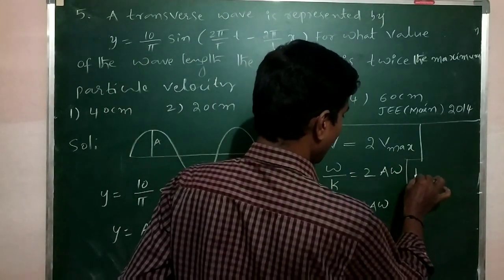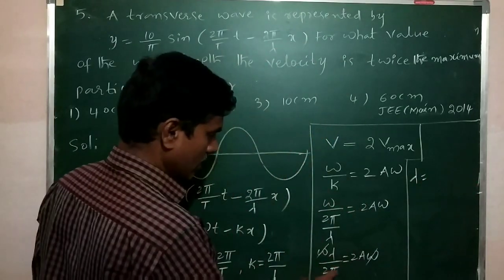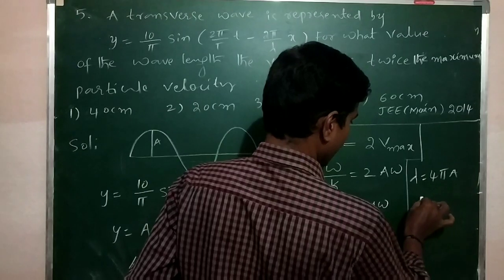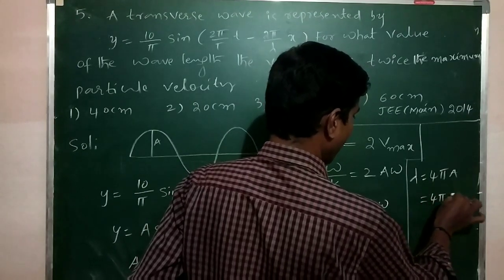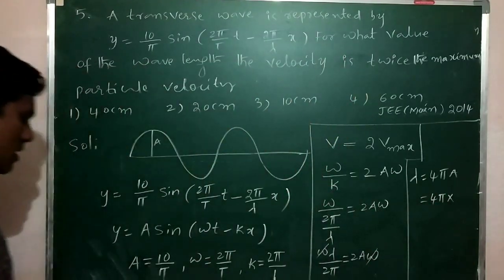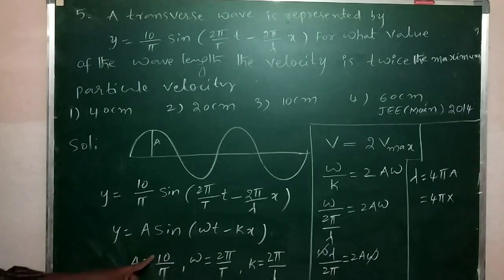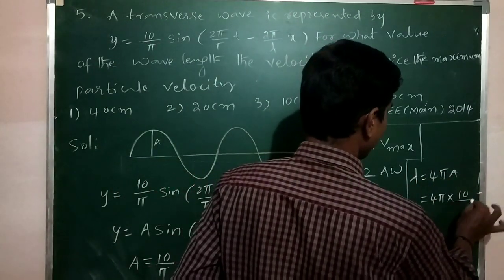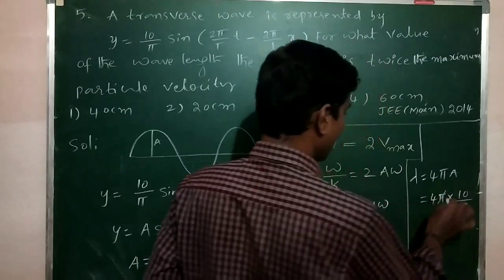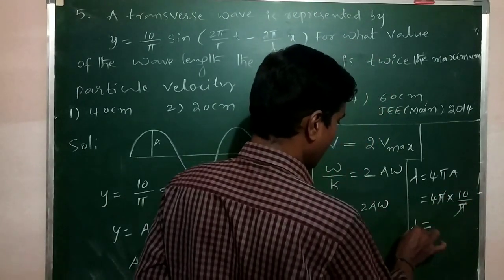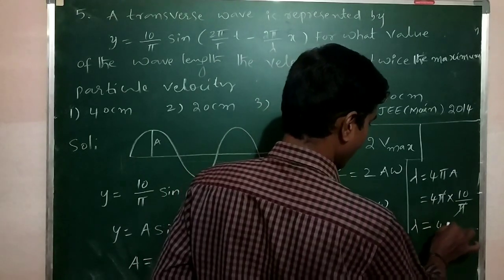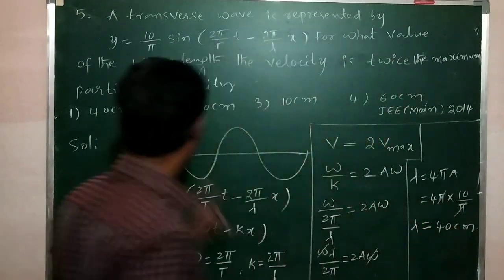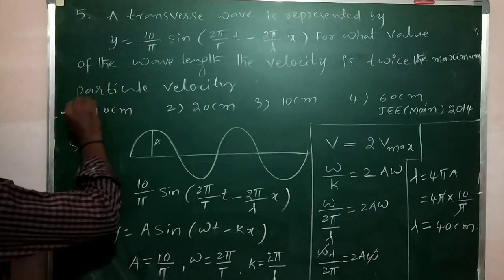The remaining part is we need to calculate the lambda. Here lambda equals 4 pi a, that is 4 pi into what is a? The amplitude is equal to 10 by pi. Pi gets cancelled. Finally the wavelength is 40 centimeters. So our option is 1.